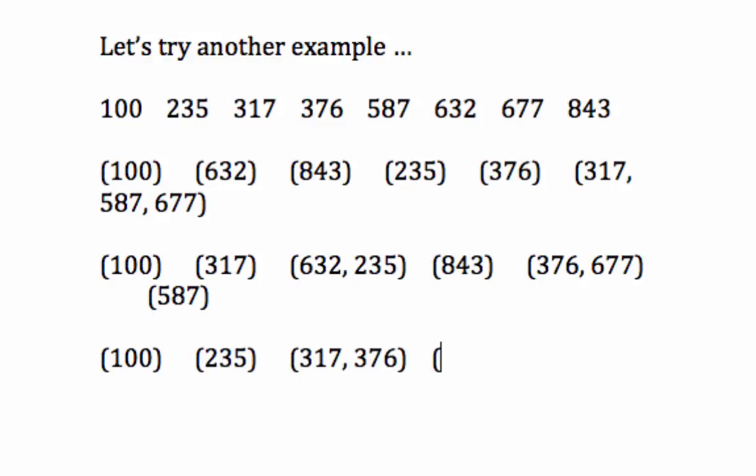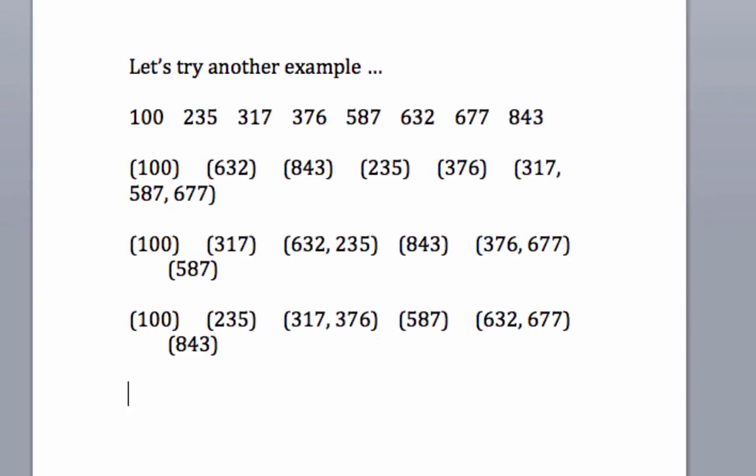Next bucket, numbers that start with 4, none. Numbers that start with 5, there is only one, 587. Next bucket, numbers that start with 6, so 632 and 677. My next bucket is numbers that start with a 7. There are none. Numbers that start with an 8, 843, and I'm done because there are no numbers that start with 9. And then I simply get rid of my buckets, the groups.